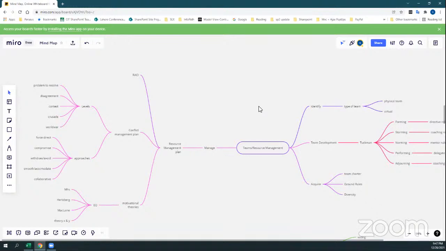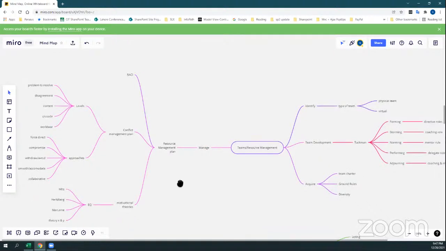Then we come to the conflict resolution approaches, wherein we basically force or direct first, and we talk about compromise, we do withdrawal, and we do smoothing or accommodation, and lastly we do collaboration. We come up with the motivational theories, like emotional intelligence. We have 5 different types of theories in emotional intelligence. We manage that.